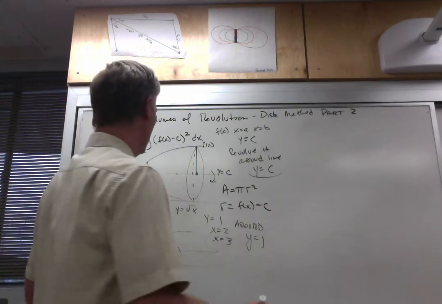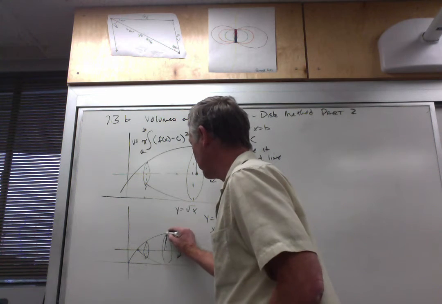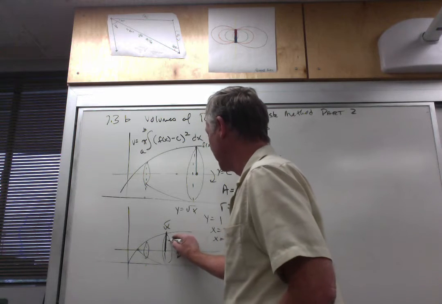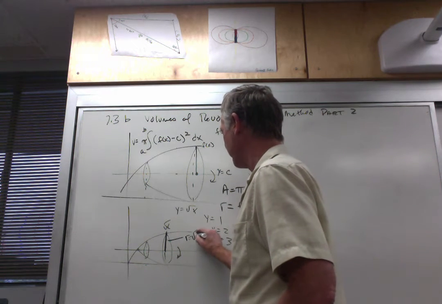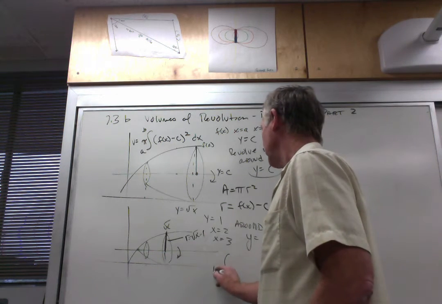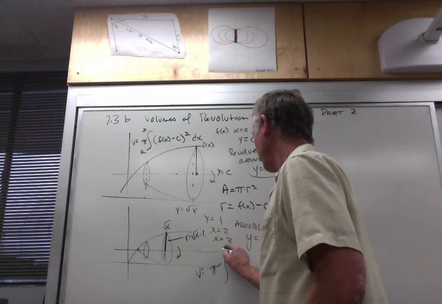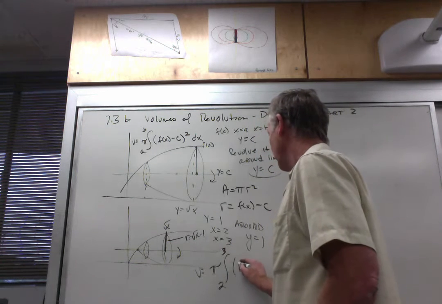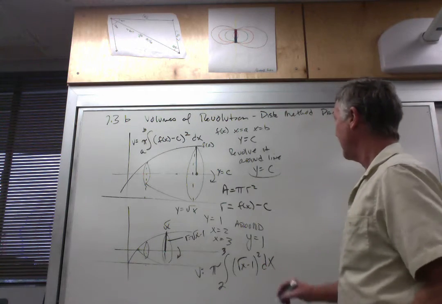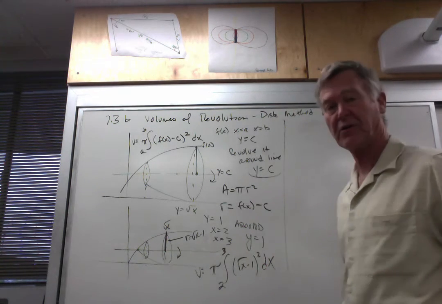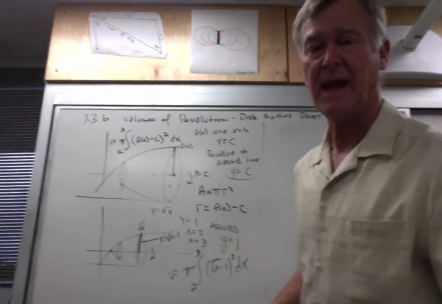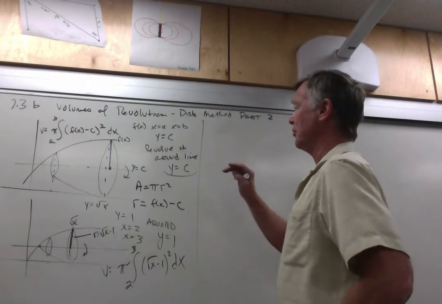Okay, so how would I do it? Again, I have to figure out what that radius is right here. This is the square root of x, and this is 1, so r is the square root of x minus 1. Therefore my volume will be, from 2 to 3, pi times the square root of x minus 1, squared, dx. I'm not going to work that out; you can do that on your calculator. The important part is setting it up, not getting the answer at this point. I just want to show that to you.